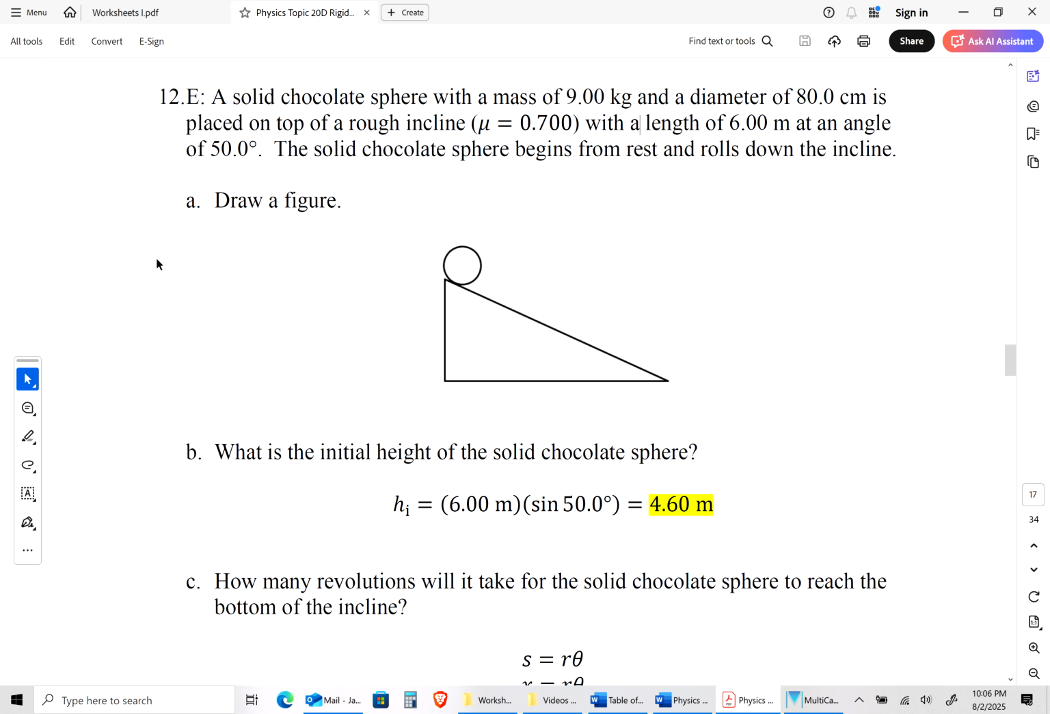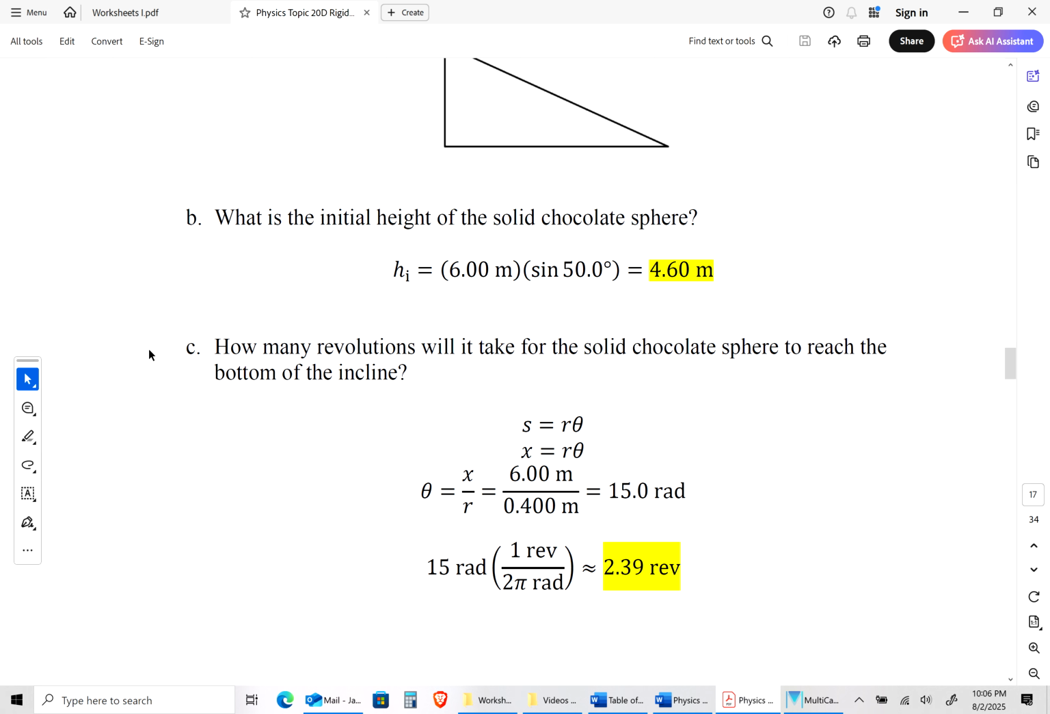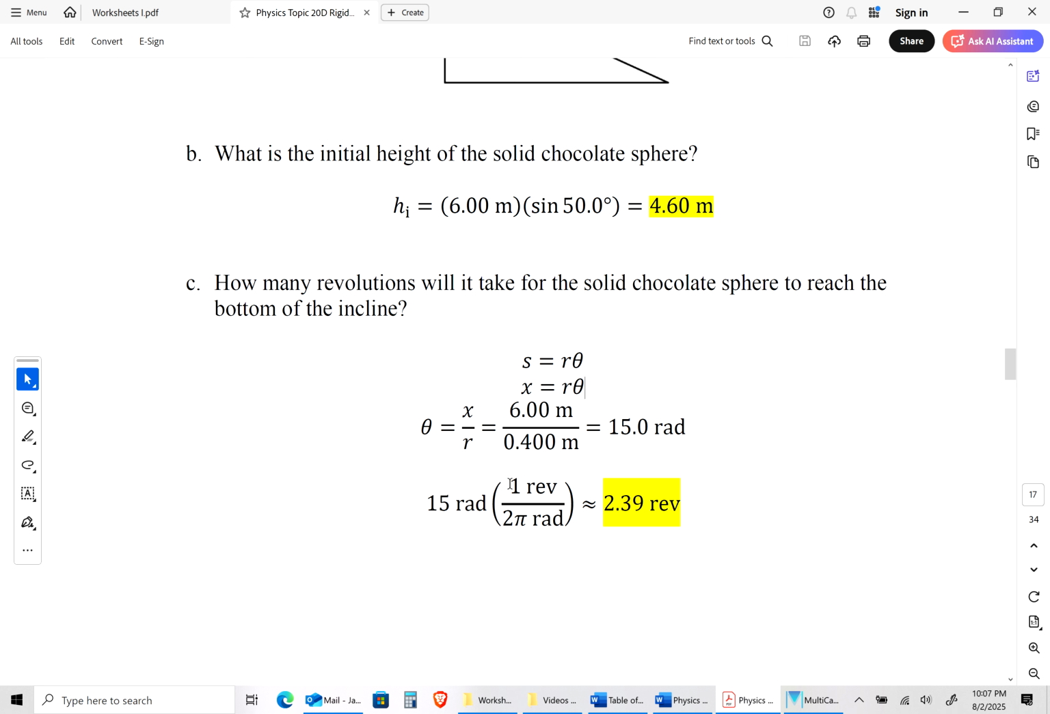Part B, what is the initial height of the solid chocolate sphere? Let's just use trigonometry. Part C, how many revolutions will it take for the solid chocolate sphere to reach the bottom of the incline? So S equals R theta, X equals R theta. We solve for theta. And we want revolutions, not radians. So we multiply by 1. 1 revolution is equal to 2 pi radians. So what's in parentheses is 1.